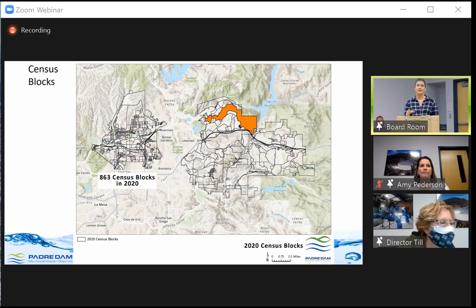The same area in 2010 was covered by 9 census blocks. Click on the slide, and we'll see the 2010 census blocks show up as the black outline on top of the orange. So this is just an example of how the changes to the geography of the census blocks are definitely significant and are our primary driver for the proposed changes that we're seeing today.